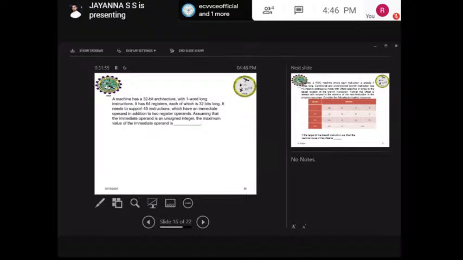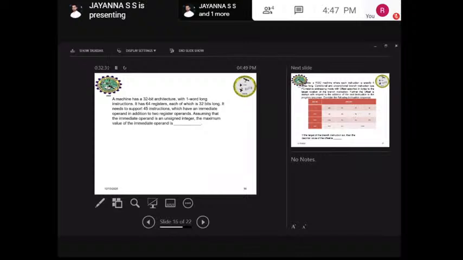Okay, next. The next question is: a machine has a 32-bit architecture with one-word-long instructions. It has 64 registers, each of which is 32 bits long. It needs to support 45 instructions, which have an immediate operand in addition to 2 register operands. Assuming that the immediate operand is an unsigned integer, the maximum value of the immediate operand is?